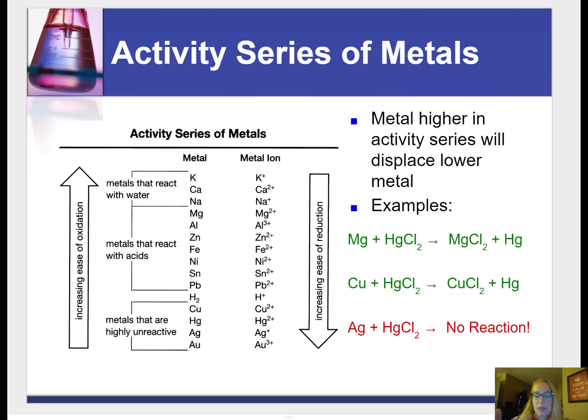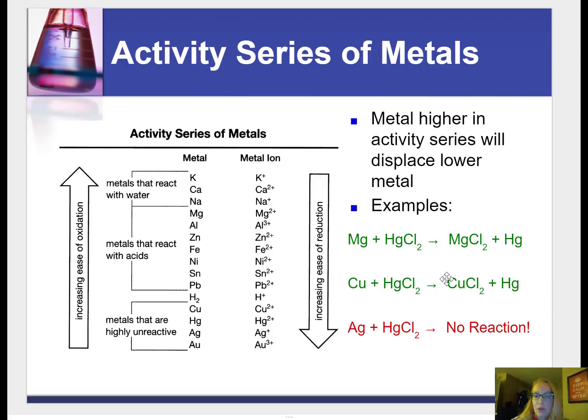This is what an activity series looks like, or can look like. You have one on your purple reference sheet, which hopefully you got. It's on the bottom. And this just tells you how active a metal is. The more active the metal, the more reactive the metal. The more reactive the metal, the more it's able to do reactions.